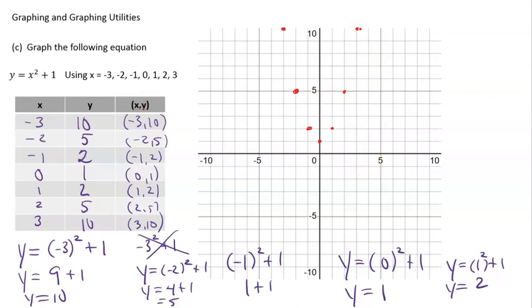Now, if I stick to connecting my points from left to right, this is what I have. Now, you're supposed to put arrows on the end if the graph continues. So if we plugged larger and larger values in, imagine what would happen. We would square that number, add 1, and it would just continue up forever. Now, that arrow is not straight up. It's up and to the right. And on the left, the same thing is going to happen.